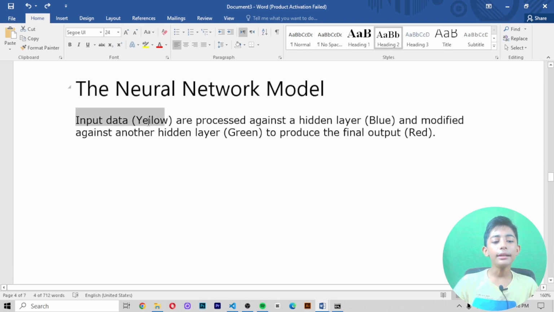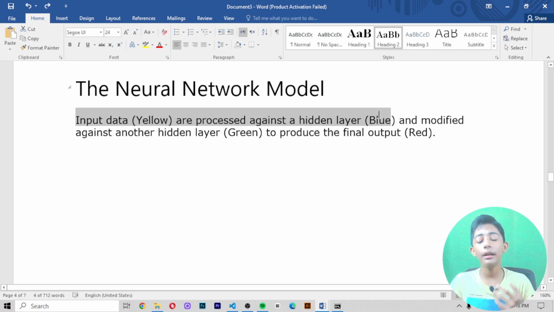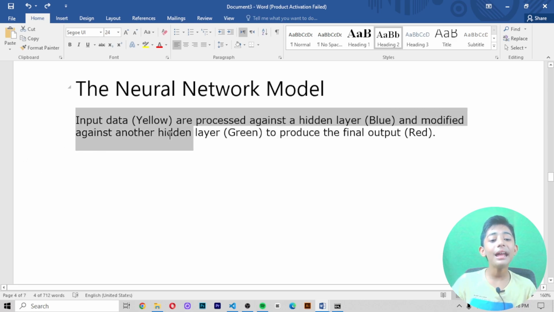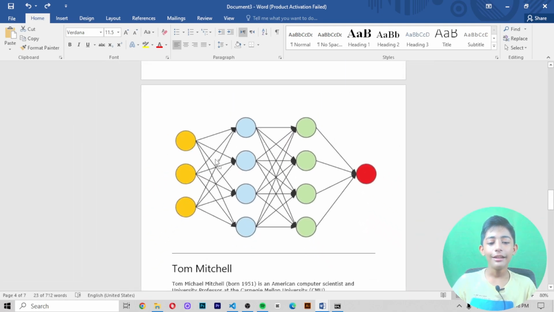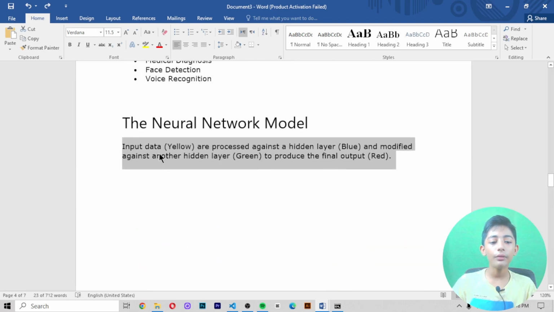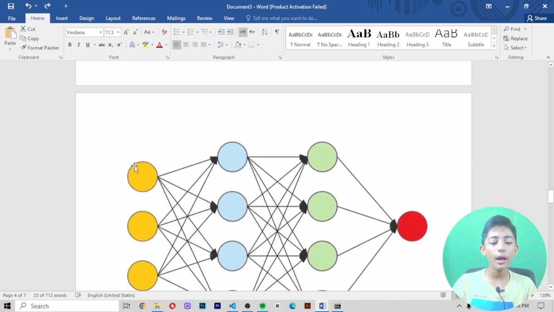The neural network model: the input data, yellow, is processed against a hidden layer, its color is blue, and modified against another hidden layer, its color is green, to produce the final output, red. Like this, here you can see it. Like yellow. What is the yellow? As I've told you, the yellow is the input data.